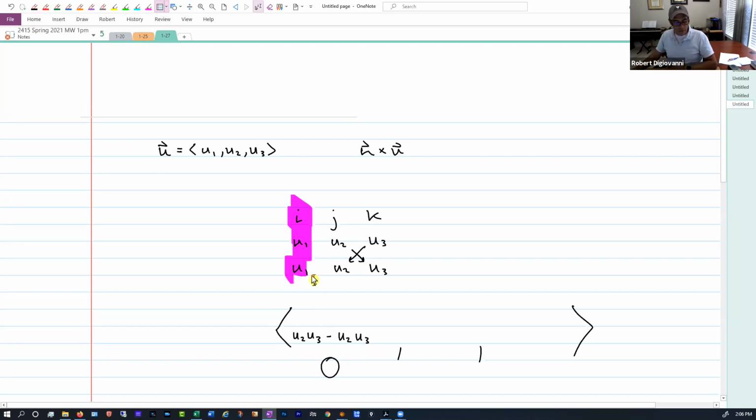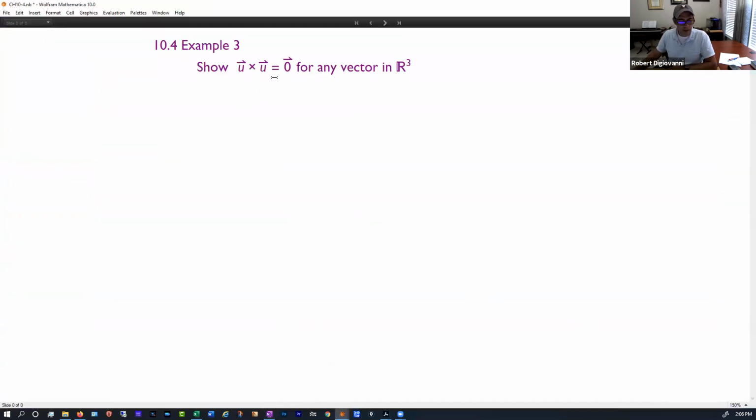And then if we cover up the middle one, we can just do one more. I don't think we need to do all of them. But if we cover up the middle one, you see that you'll get u1 u3 minus u1 u3 again. So you get 0 there, and the last one's 0. So wait a minute, let me go back to my notes. Did I put 0 vector? Yes, I did. If you cross a vector with itself, you get the 0 vector, okay?